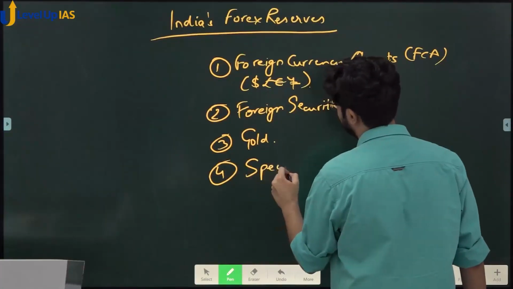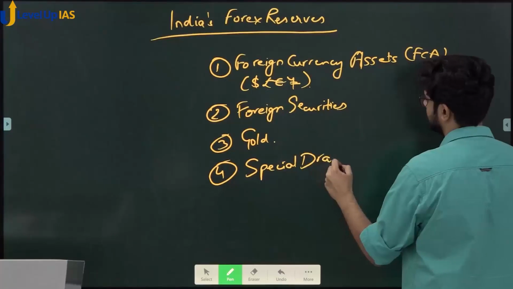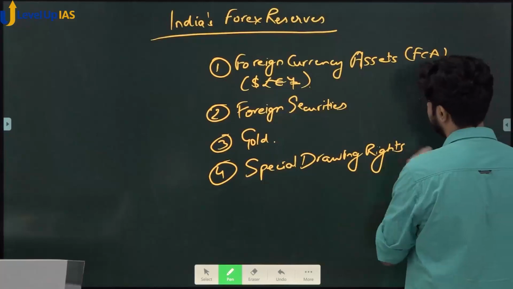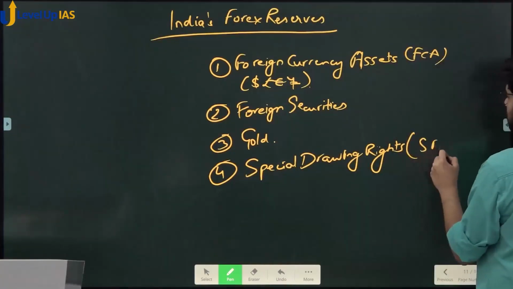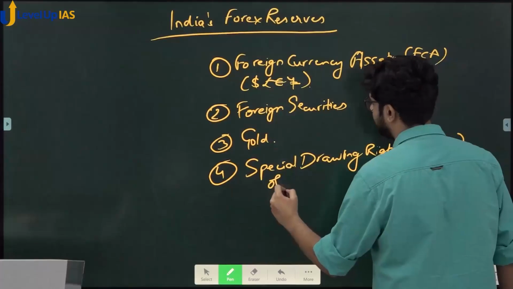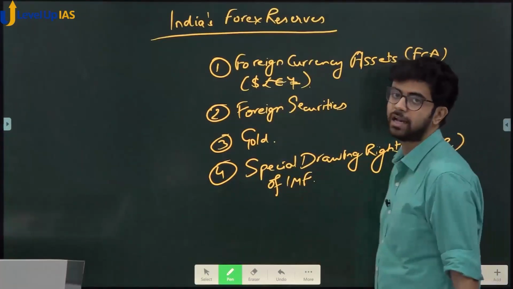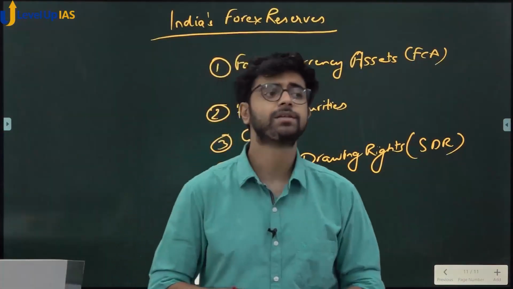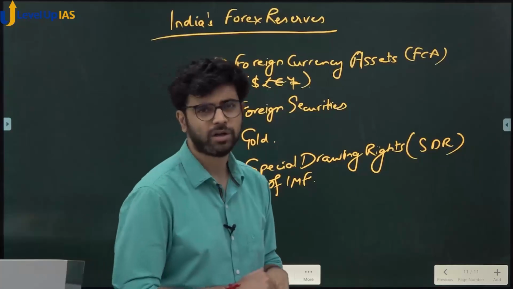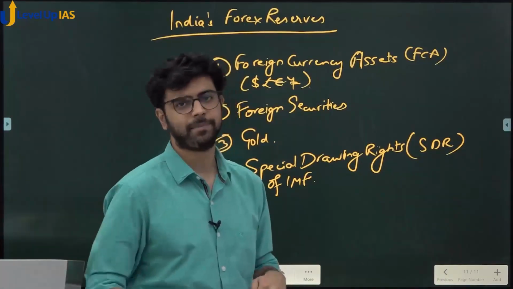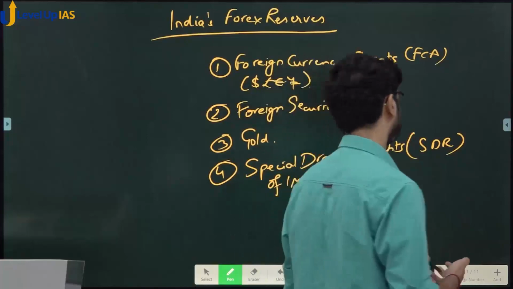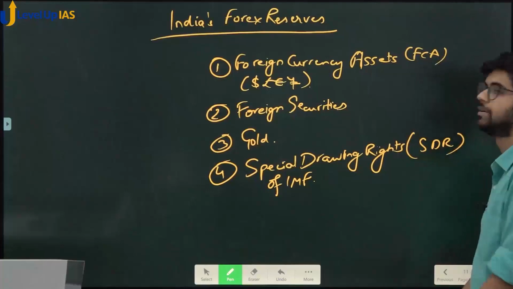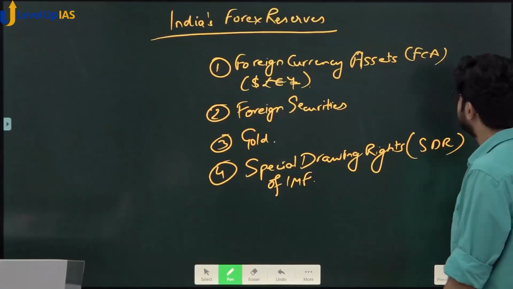Very important, special drawing rights. Sir, what are special drawing rights? Please wait for 2 more lectures, you will come to know. Special drawing rights of the IMF. This is basically the IMF's currency. IMF is the International Monetary Fund. It is an international organization which helps economies to streamline their monetary policies, to ensure macroeconomic stability of the world, which is the main objective of the IMF. So special drawing rights, SDRs of the IMF. Fourth, okay? So this is also there.